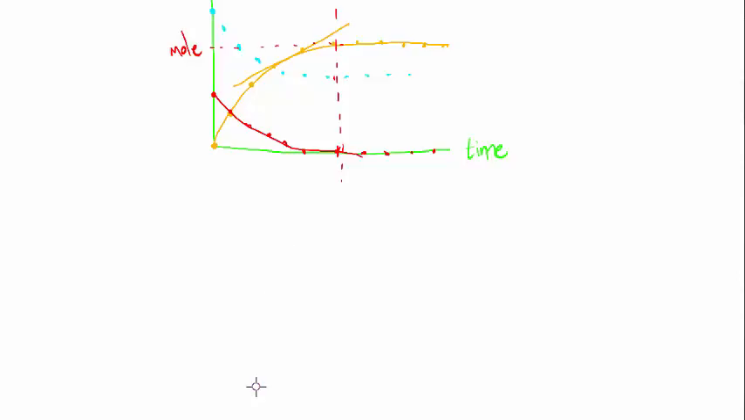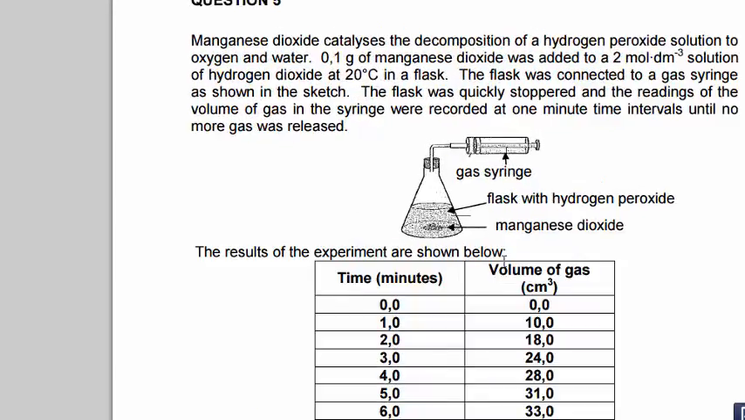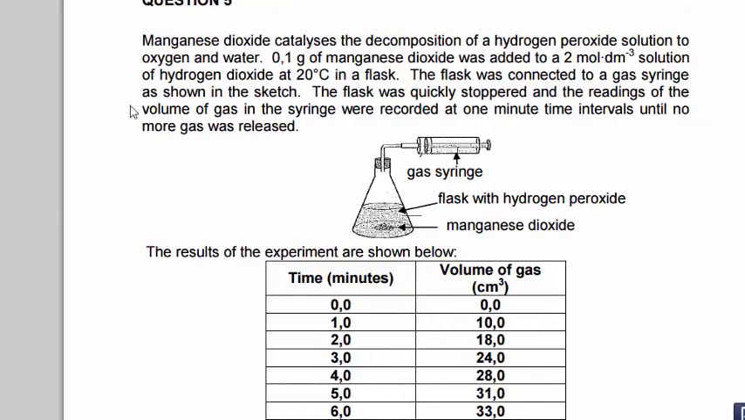Let's quickly then see. Okay, so this was last year's final exam question. And it says manganese dioxide catalyzes the decomposition of hydrogen peroxide. First, that is a very loaded sentence. Okay. First, we need to know, what does it mean if we say that manganese dioxide catalyzes?